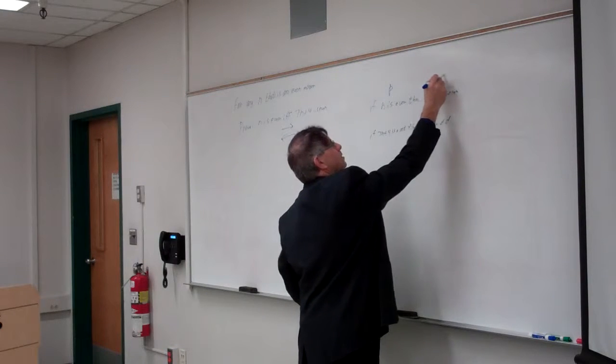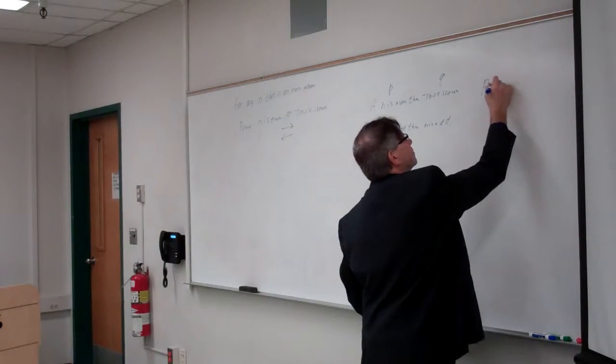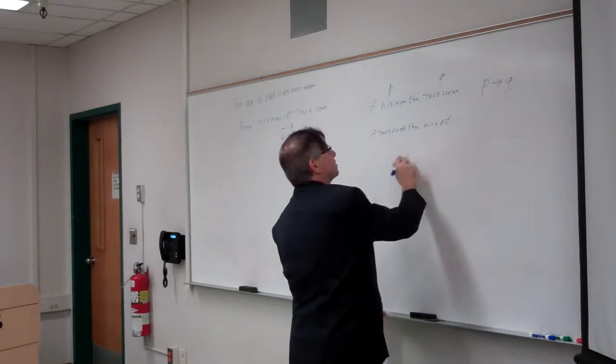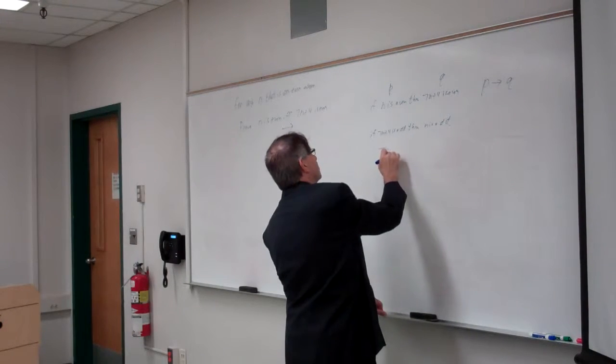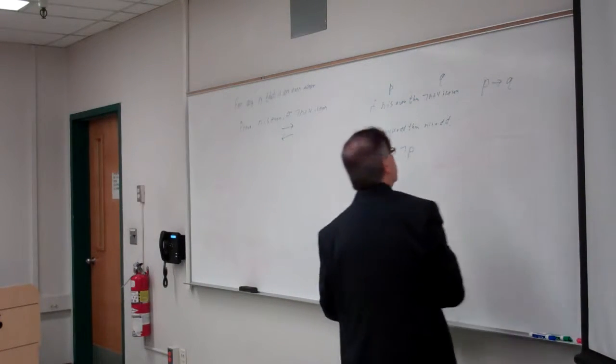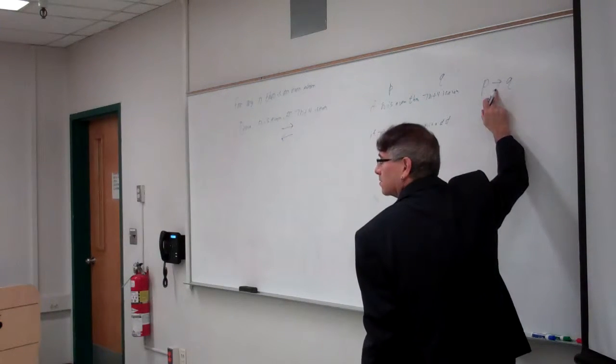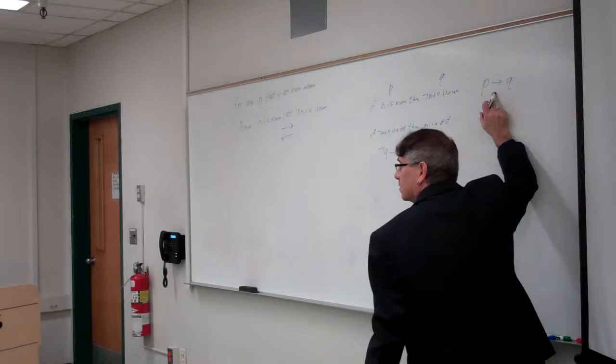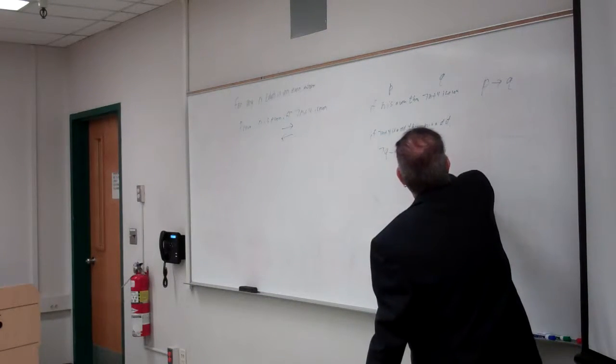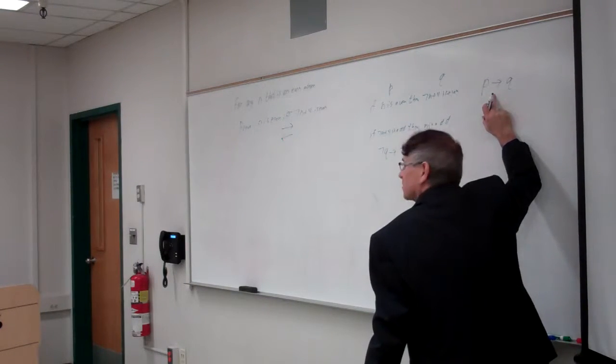So if this is P and Q, this is saying if P, then Q. And this is saying if not Q, then not P. But I think this is the same as this. Mathematically, you can prove it a little differently, but this is the contrapositive of this.